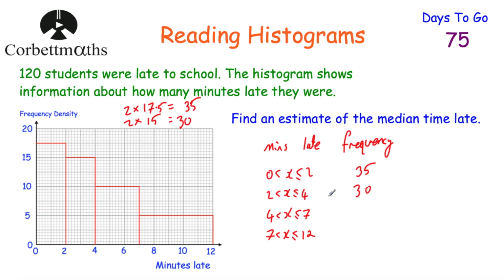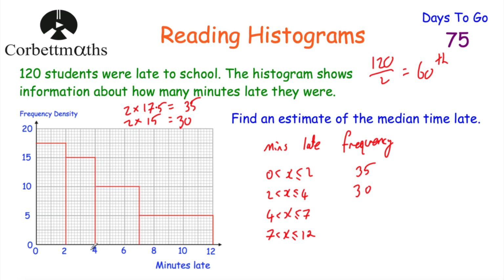So that's 30. We don't actually need to go any further at this point, because in this question we have 120 students. We're going to be looking for 120 over 2, which is equal to the 60th student. Remember it's an estimate, so we can just divide by 2. So we're looking for the 60th student. So we could just stop at this point.